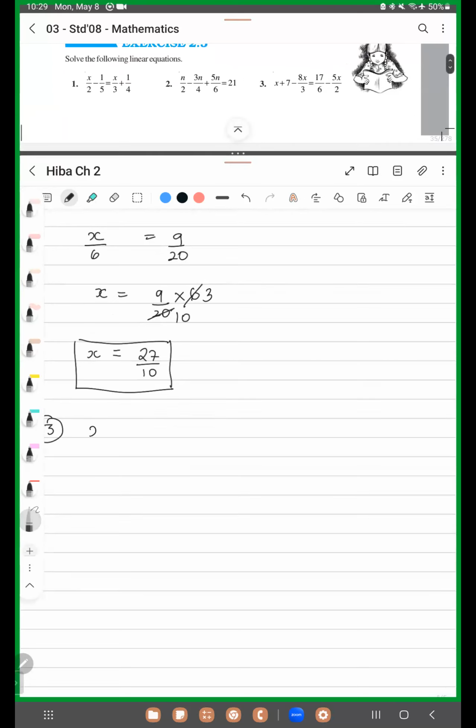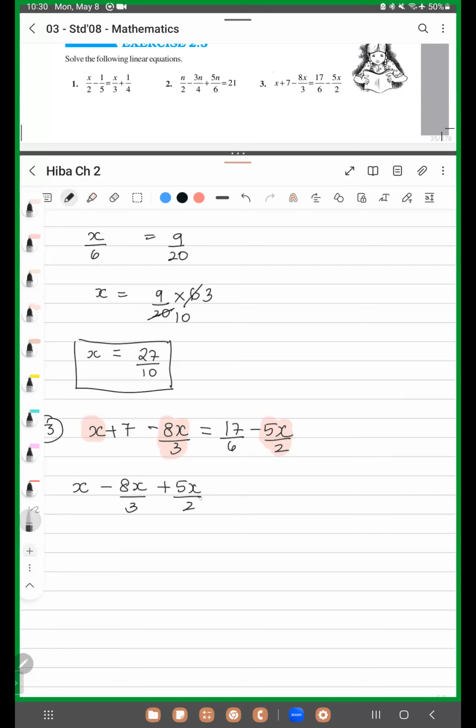x plus 7 minus 8x by 3 equals 17 by 6 minus 5x by 2. ठीक है? Now the first thing to do, Hiba, always, what is the first thing to do? Like if something is common. First bring the like terms together. Yes, we'll bring the like terms: x minus 8x by 3. Now what will you do about this other like term? Plus 5x by 2. Very good.